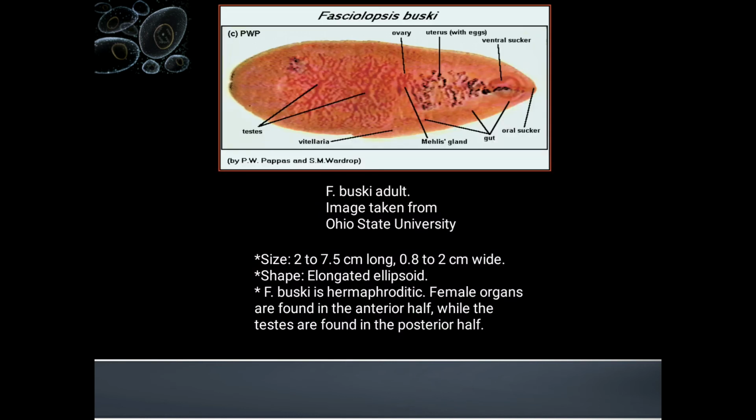So this is a picture of Fasciolopsis buski, taken from Ohio State University. As you can see, it has 2 suckers. That's why this organism is also called a trematode, because of their conspicuous suckers. Trematode means pierced with holes. The first sucker is the oral sucker for sucking blood from their host to get nutrients, and the other sucker is used for attaching to their host.